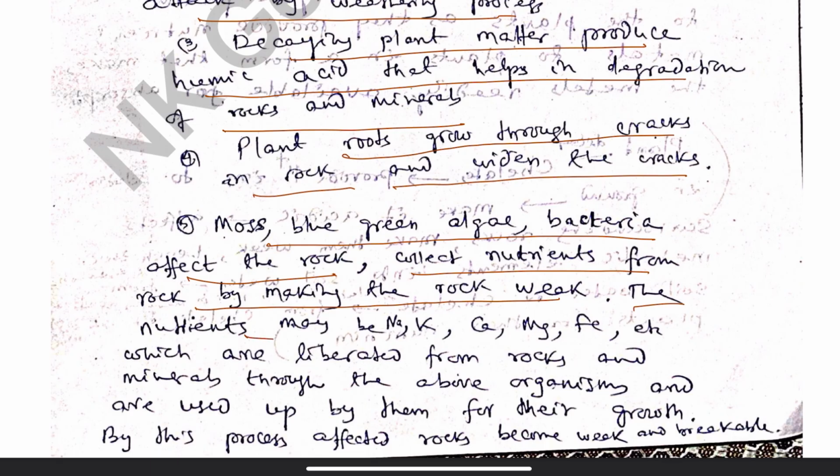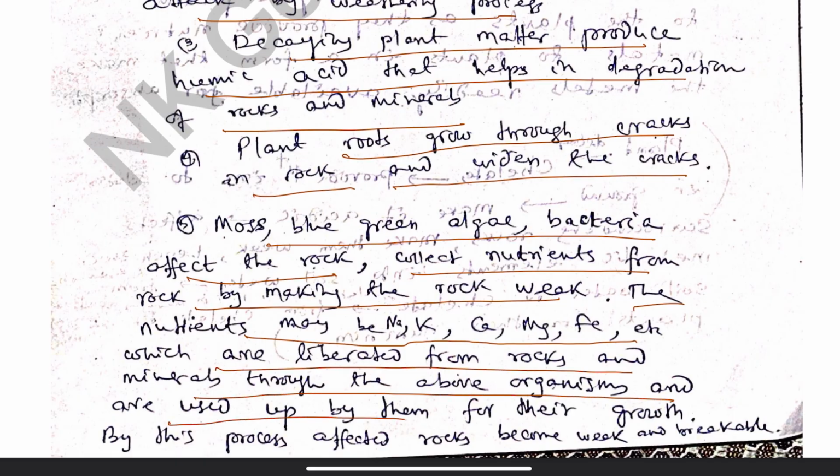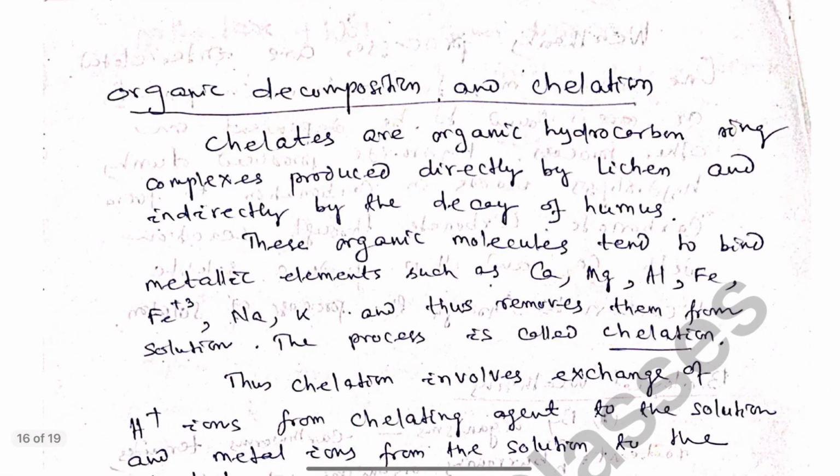The nutrients may be sodium, potassium, calcium, magnesium, iron, etc., which are liberated from the rocks by minerals through the above organisms and are used up by them for their growth and nutrition. By this process, the affected rocks become weak and breakable. They easily crumble to the breaking process. And this organic decomposition is simply described as chelation.